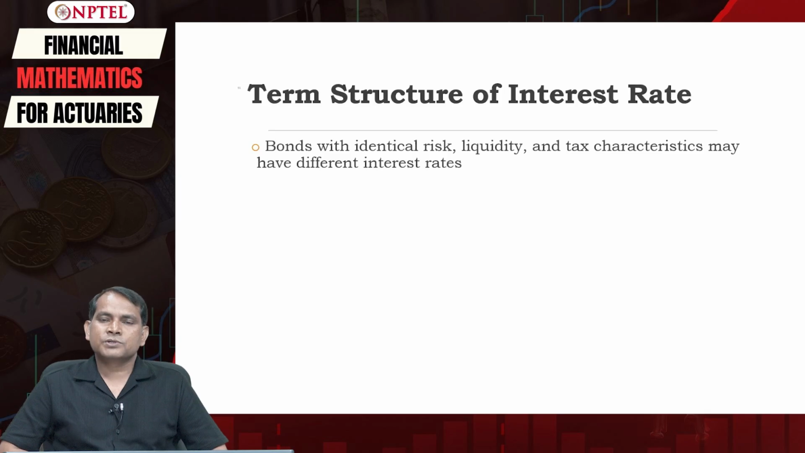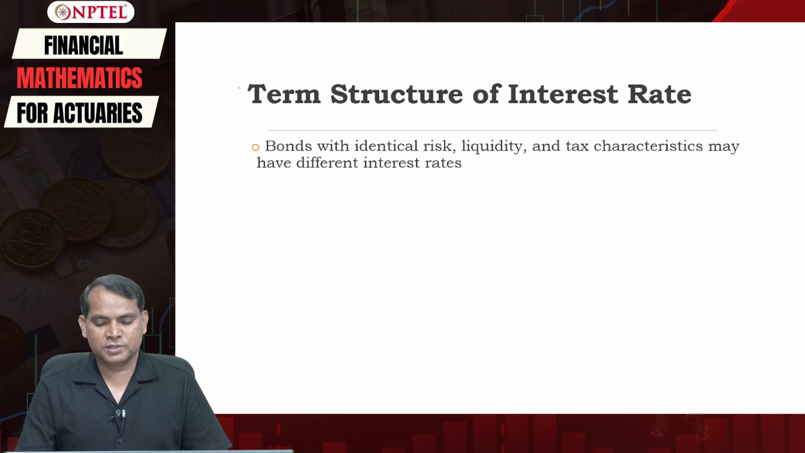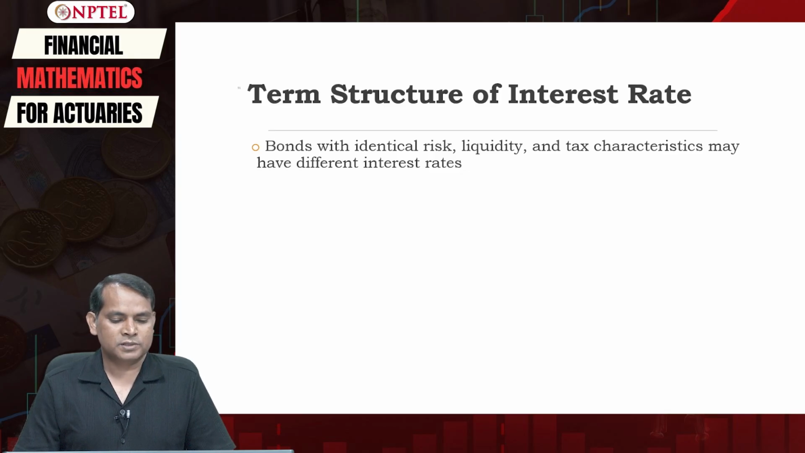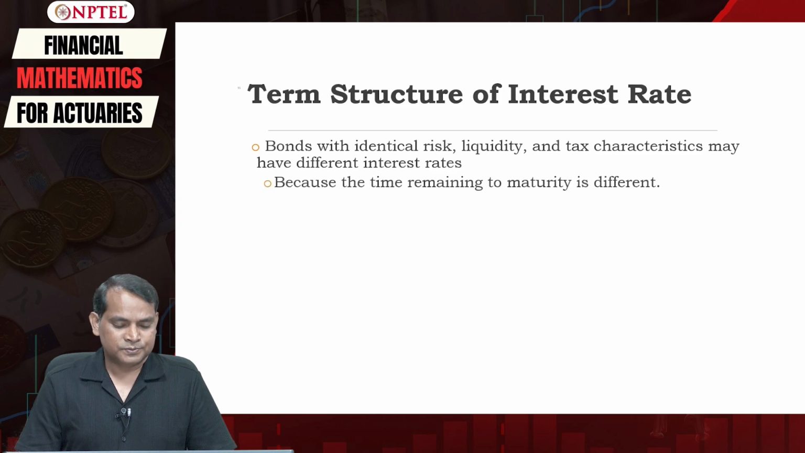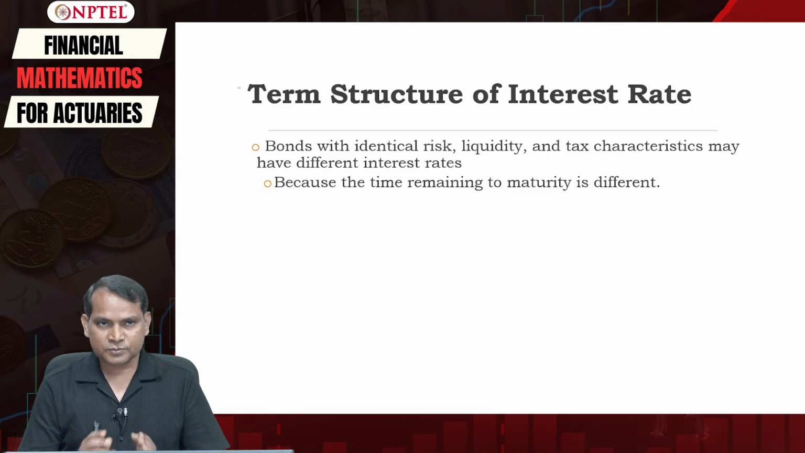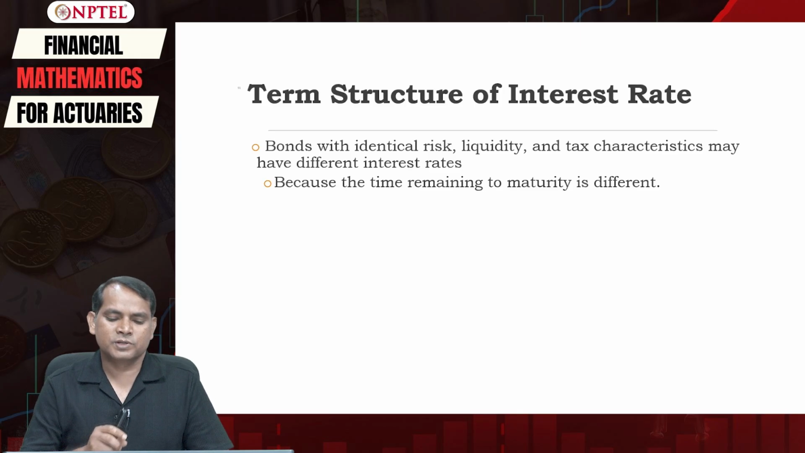So what is the term structure of interest rate? Bonds with identical risk, liquidity and tax characteristics may have different interest rates, because the time remaining to maturity is different.